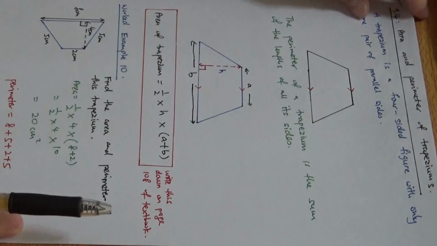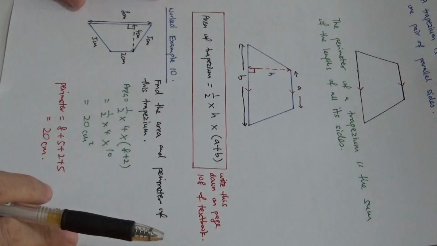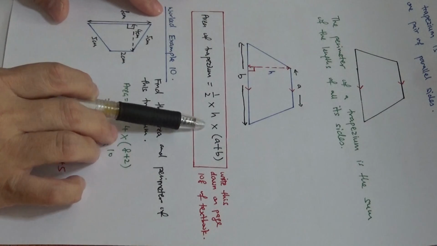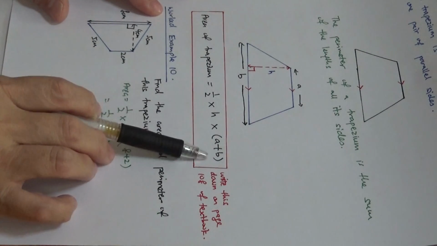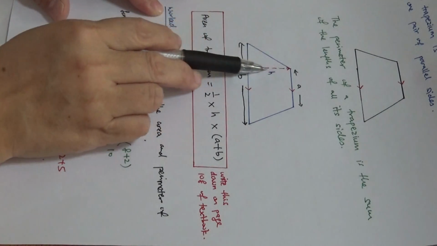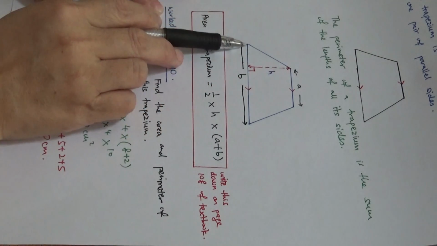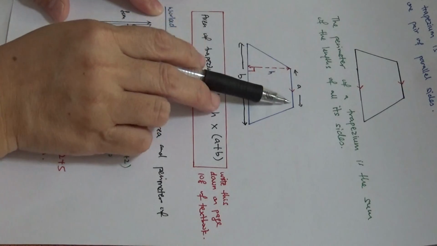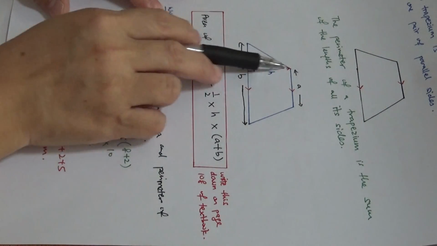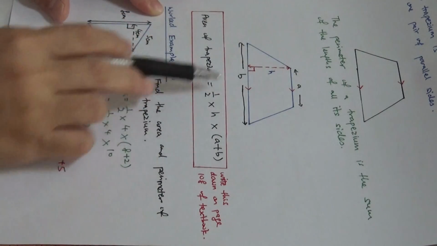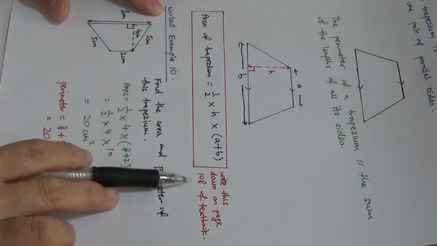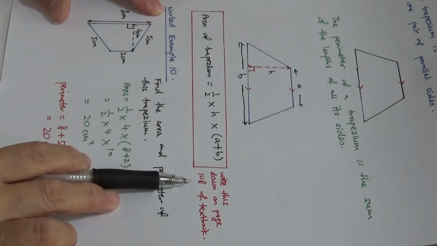Now, as for the area, there's a special formula, and the formula is half times height times the sum of the parallel sides. That means you must take half times this height times this side plus this side together. Okay, so it's half times height times sum of parallel sides. Now, you will find this formula on page 108 of your textbook.